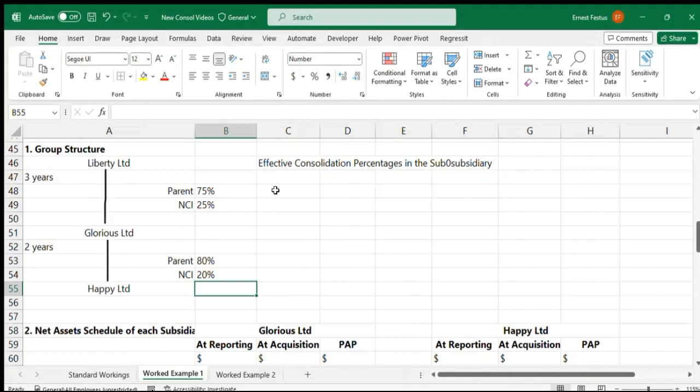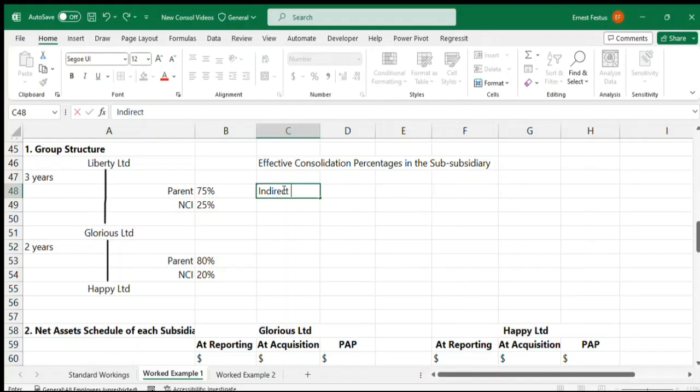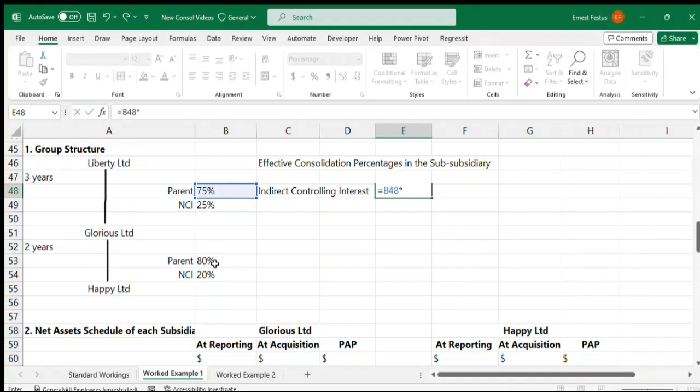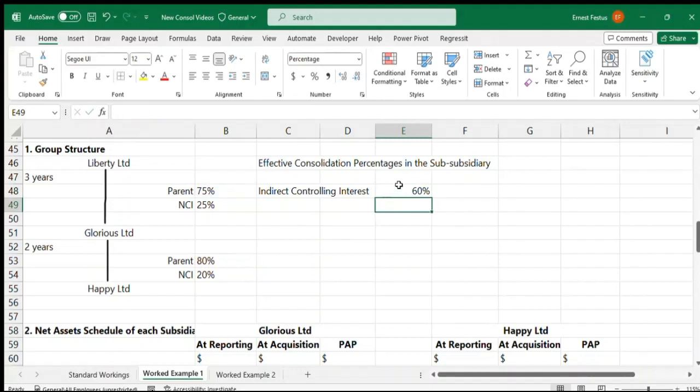And so what we will do is that we want to find our effective consolidation percentages, the consolidation percentages we'll be using within our workings. So we will have the indirect controlling interest in the subsidiary, and that is calculated as the parent's percentage in the subsidiary multiplied by the subsidiary's percentage in the subsidiary. And so we have that 60%.